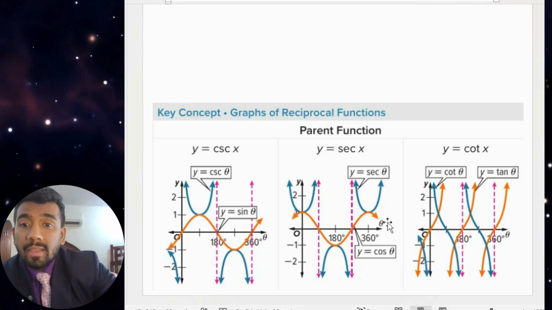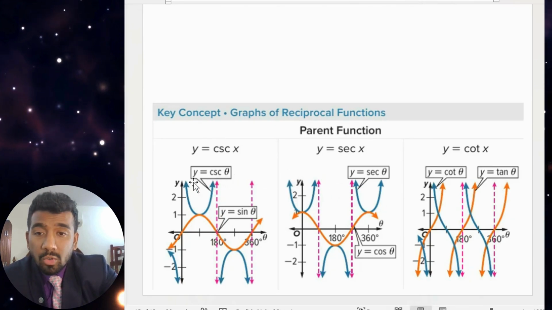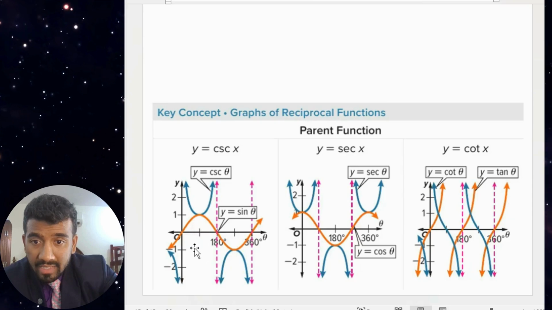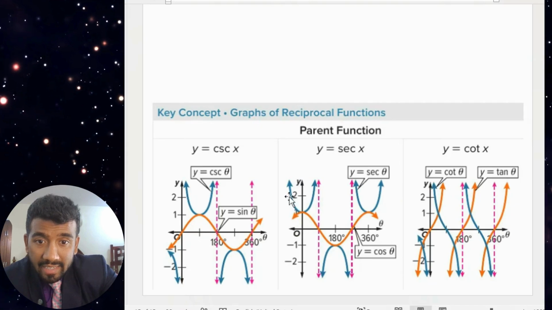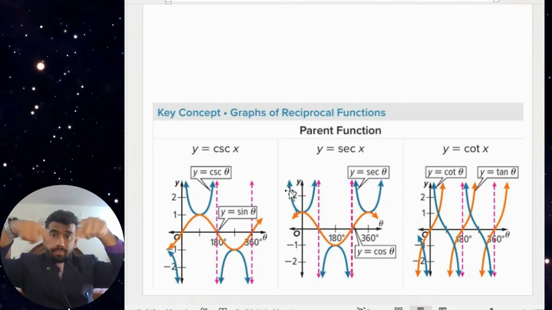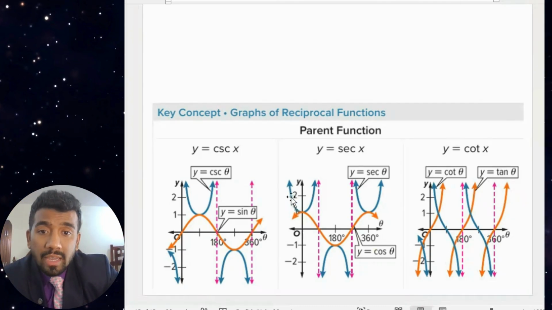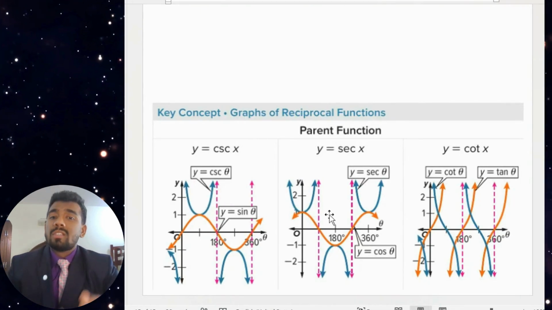Cosecant and secant are similar, but they are opposite. Cosecant starts at 90, whereas secant starts at 0. So secant goes at 0 here, whereas cosecant goes at 90. Just remember this, that's it.